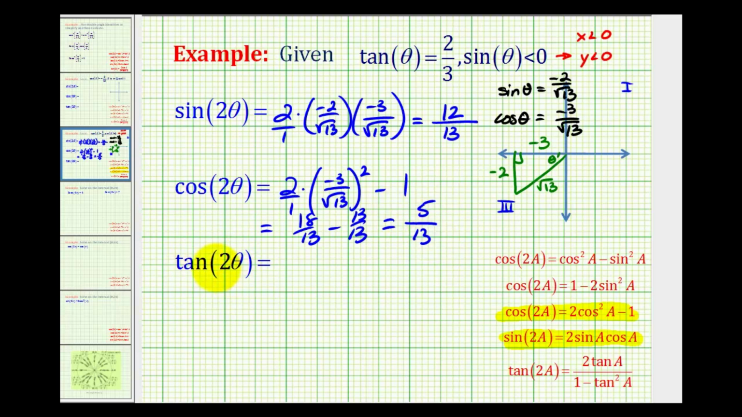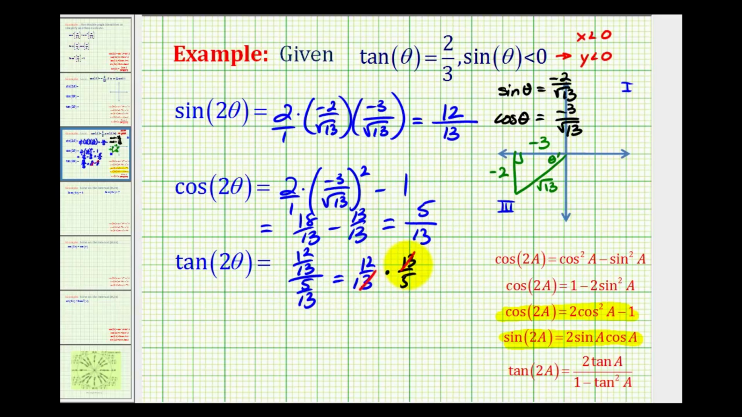Using the quotient identity, tangent theta is equal to sine theta divided by cosine theta. Tangent 2 theta would be equal to sine 2 theta divided by cosine 2 theta. So we could apply this identity here, but we can also use the quotient identity to simplify our work. This would just be 12/13 divided by 5/13, which is the same as 12/13 times the reciprocal, which is 13/5.